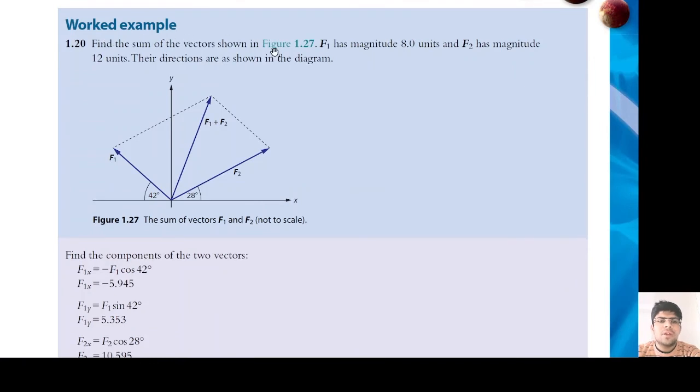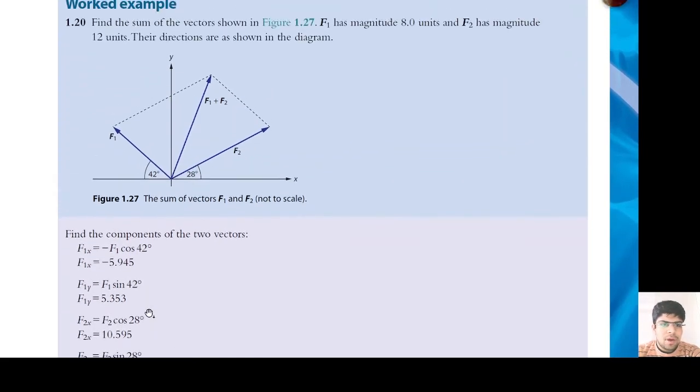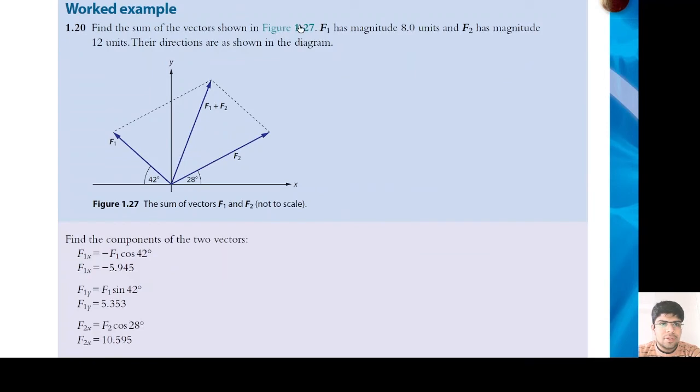Now we have a worked example. Find the sum of the vectors shown in figure 1.27. F1 has magnitude 8 units and F2 has magnitude 12 units. Their directions are as follows in the diagram. Here is one vector F1 and another vector F2, and we add them as F1 plus F2. You can imagine a parallelogram, and this angle is 42 degrees and this is 28 degrees. So now we have to find the sum of the vectors.